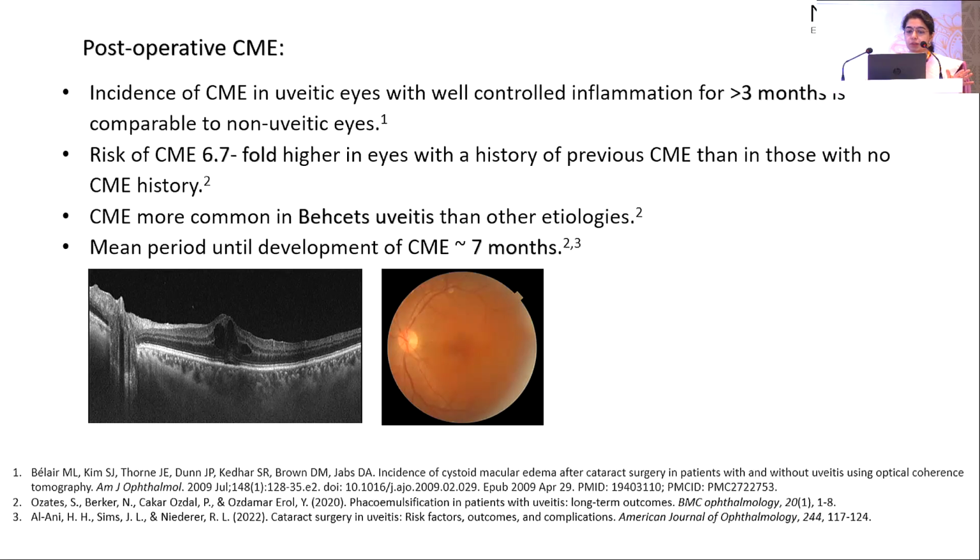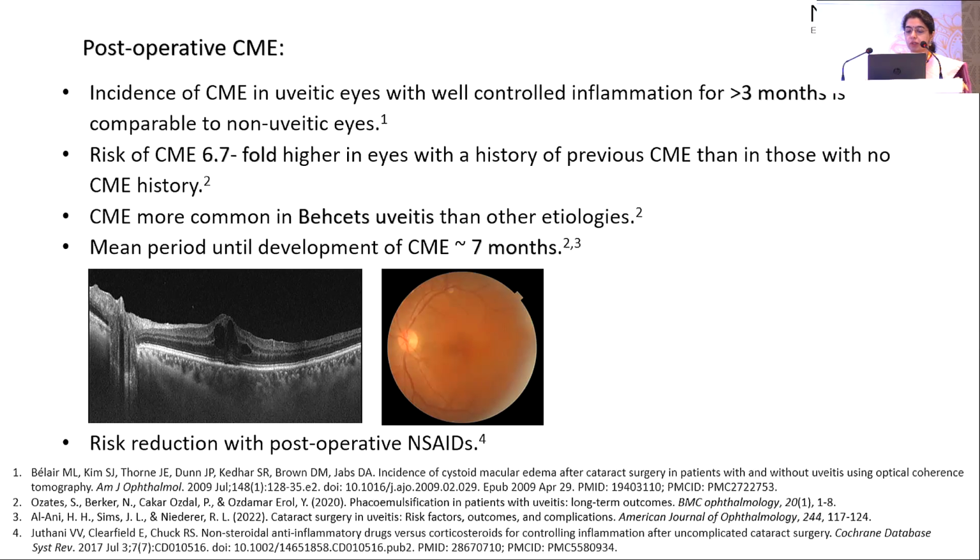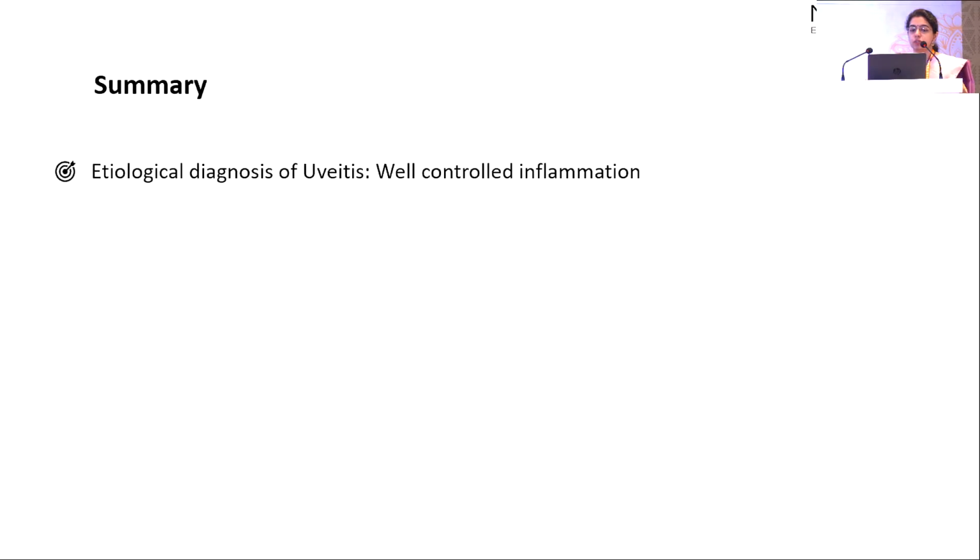The risk is 6.7-fold higher in eyes with a history of previous CME. Behçet's is the most common etiology associated with CME, and the mean period is usually 7 months post-operatively. So at 6 or 7 months post-cataract surgery, be very careful, be very vigilant, and risk can be reduced with post-op NSAIDs. So to summarize, etiological diagnosis of uveitis is essential for controlling the inflammation.